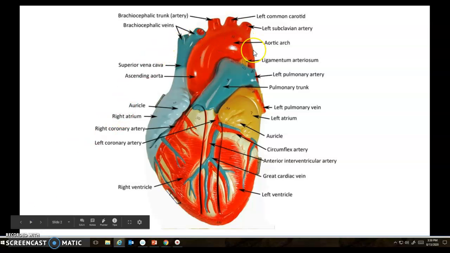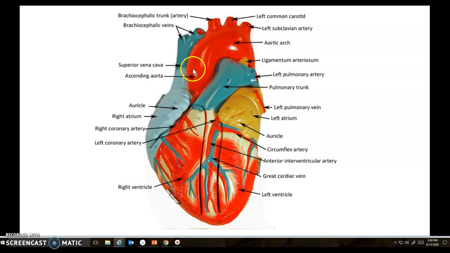Here is the front picture of the heart with the labelings. Start off with the aortic arch and the three branches that it goes: brachiocephalic trunk, left common carotid, left subclavian artery. This is the ascending arch and the descending aorta. Here you should see this says ligamentum arteriosum, but we are going to study it as ductus arteriosus.